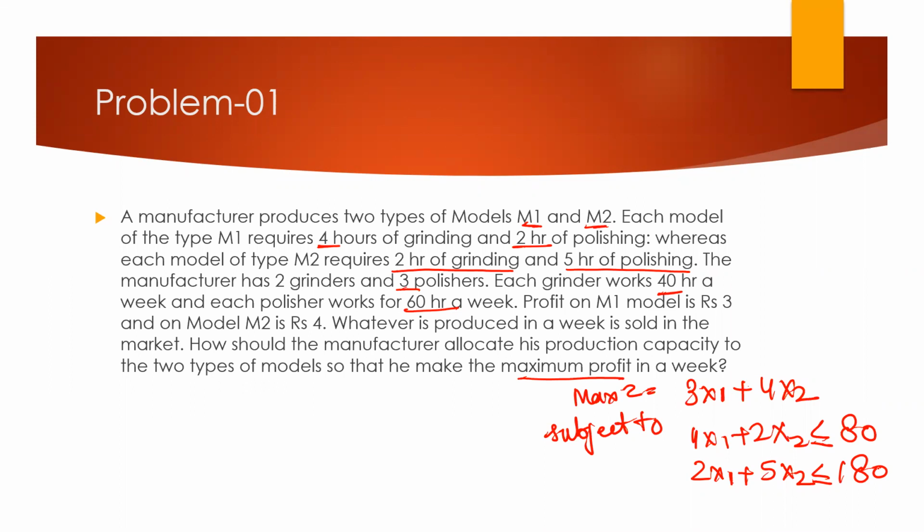Any other constraints? You have two types of model, M1 and M2: M1 requires 4 hours of grinding and 2 hours of polishing, while M2 requires 2 hours of grinding and 5 hours of polishing. The manufacturer has two grinders and three polishers. Each grinder works 40 hours a week. Each polisher works 60 hours a week. Profit on M1 is 3 rupees, on M2 is 4 rupees. Whatever is produced in a week is sold in the market. How should the manufacturer allocate his production capacity so that he can have maximum profit? The non-negativity constraint would be x1 and x2 greater than or equal to 0.